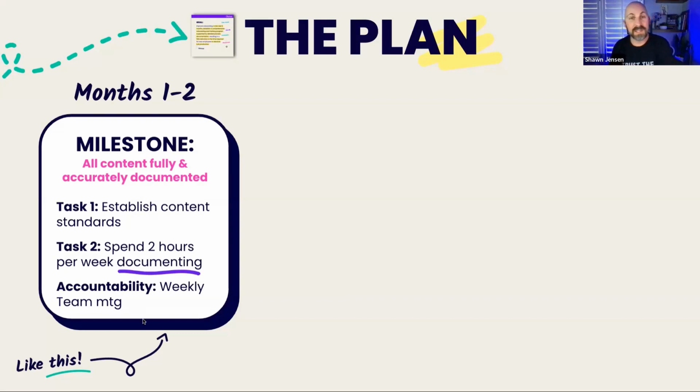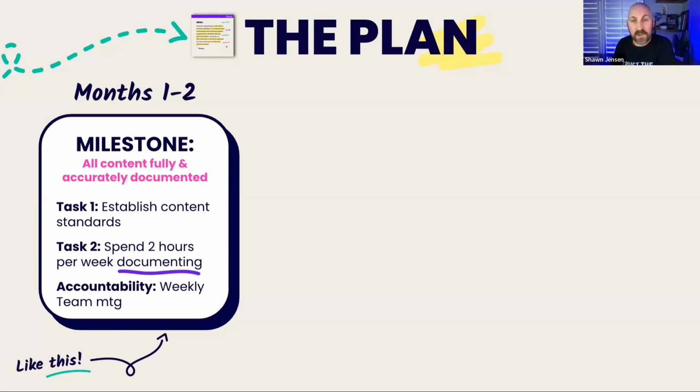Our accountability, like I mentioned, is the weekly team meeting. At that weekly team meeting, we're going to get together and take a quick peek at what we've been working on. We're going to talk about any stumbling blocks, any troubles that we experienced, anything that we want to share with the team that could help us continue on with our goals. There is our first milestone for months 1 and 2.